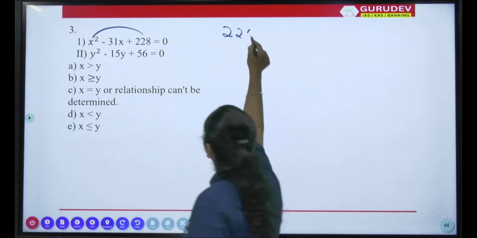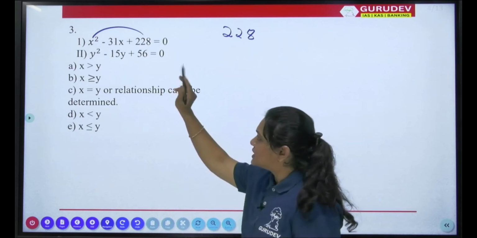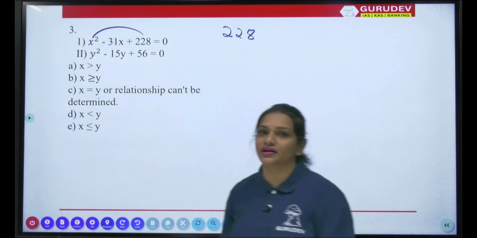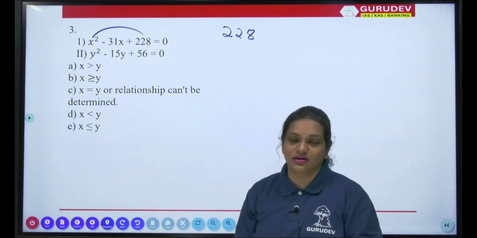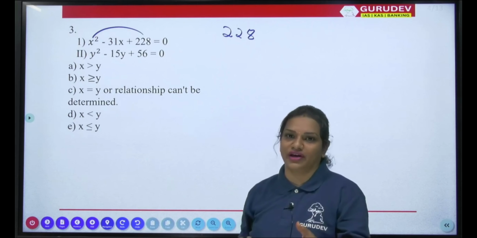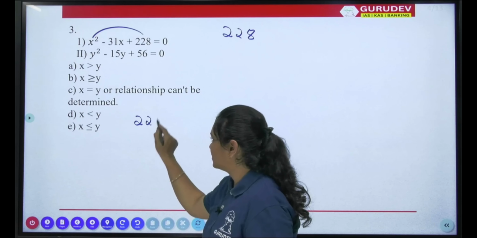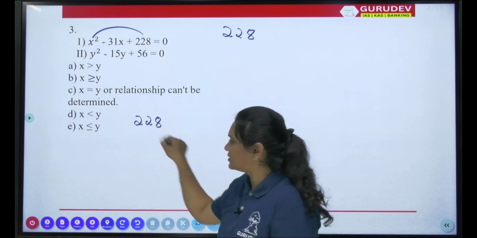228. Yes, 228. Now see, in case of this 228, 31 is there. We want to get here 31, right? Now see, if the number is a little big and you are not able to get the factors immediately, we can do one thing, guys. Take the 228 as it is and take the factors.